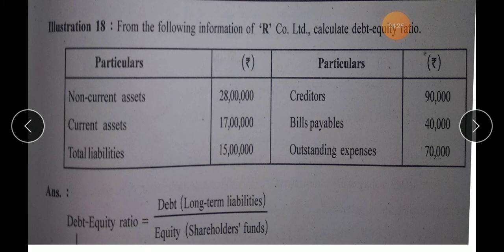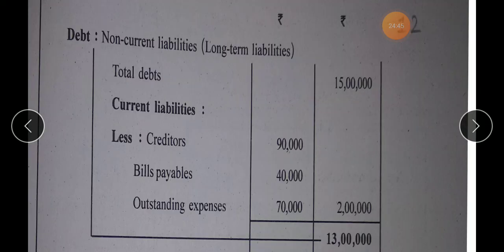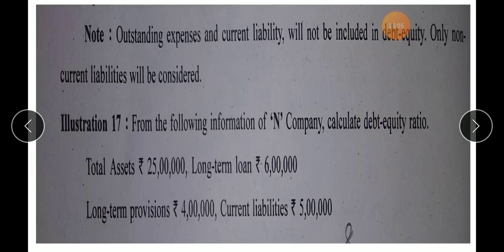Yes? Fine then. Firstly, the formula we have written, we want to obtain debt equity ratio. So long-term liabilities upon shareholders funds. Firstly, we'll obtain long-term liabilities, non-current liabilities. Total liabilities 15 lakh minus current liabilities. Current liabilities are creditors, bills payable, outstanding expenses. Alright, we have followed this note.